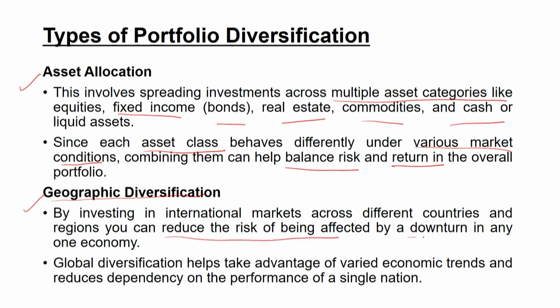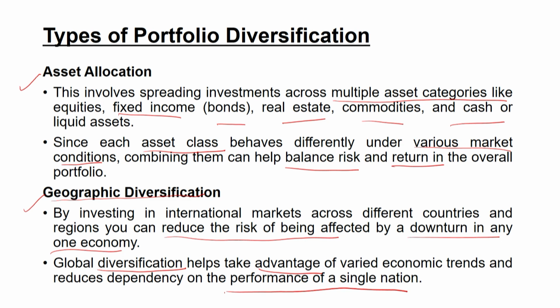So, we can reduce the risk of being affected by a downturn in any one economy, and we can maximize our profits through any other economy or geographical area where economic upturns may be seen. Basically, global or geographical diversification helps an investor to take advantage of varied economic trends across the world and reduce the dependency on the performance of a single economy or nation.